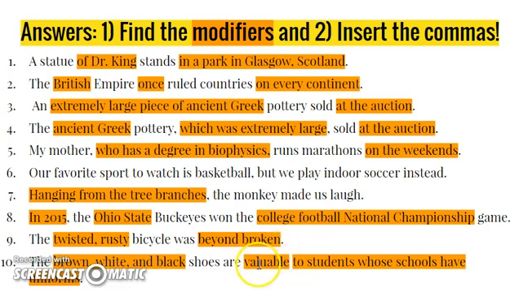They're valuable, that's an adjective. Who are they valuable to? Students whose schools have uniforms.